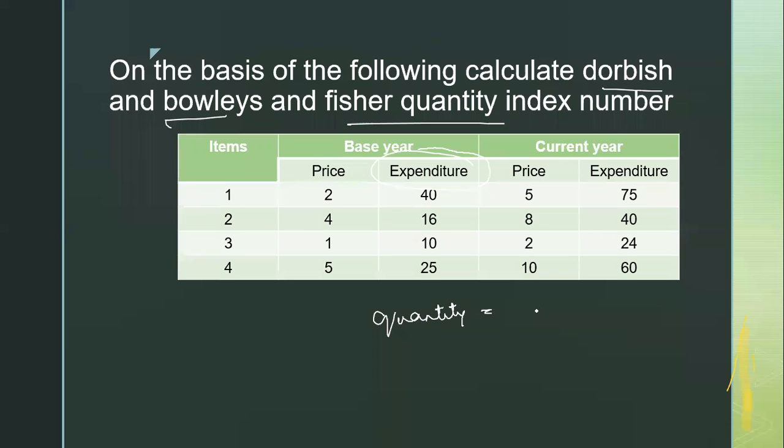So you have to divide expenditure by the price. If you divide expenditure by the price, you will get the value of quantity. That means, here, the first one, 40 divided by 2.